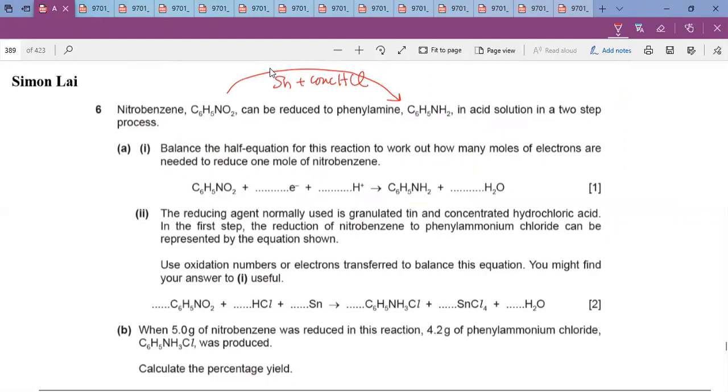In acidic solution, it is a two-step process. Balance the half equation for this reaction to work out how many moles of electrons are needed to reduce 1 mole of nitrobenzene. So they talk about electrons. How to do it? Very simple. If you don't know the electrons, the oxidation states are very simple. In all reactions here, this is neutral. So the only thing is your hydrogen must be neutral, must be H. If it were H plus, it would mean there is a positive ion. It means this H must be H0.